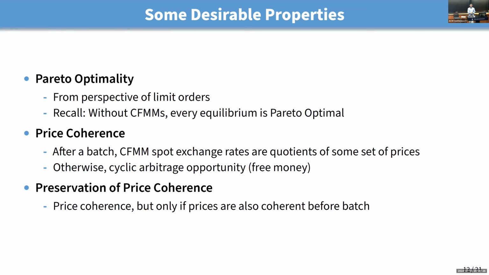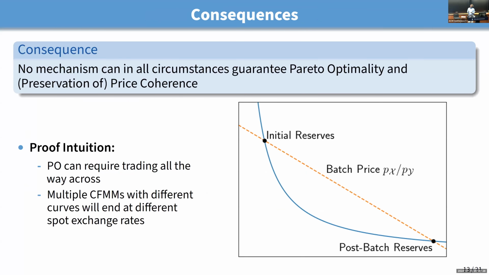Turns out we can't get both of these. It's basically fundamentally impossible to guarantee both, and that's because if you want to ensure Pareto optimality for the limit orders, that can require you to make maximal usage of all the liquidity that you have on the CFMMs. And that can require you to trade all the way across. And once you trade all the way across until you hit the hard constraint, you have no control over the spot price after the batch.